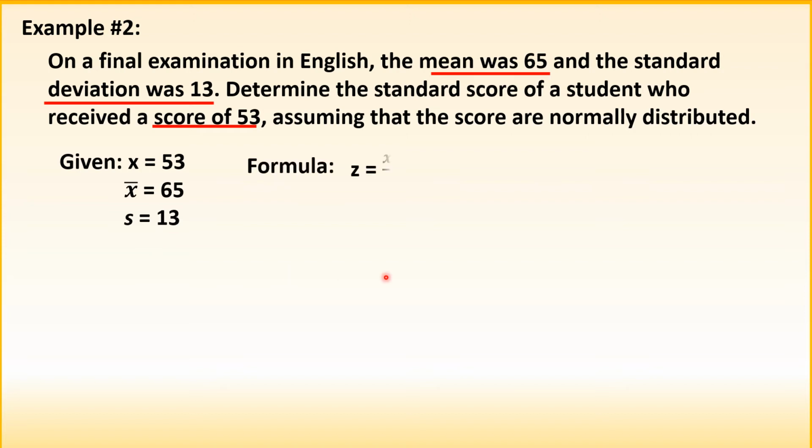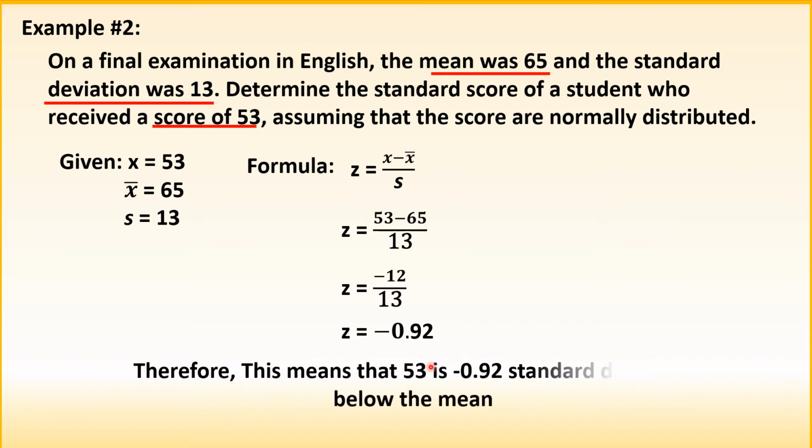So, we're going to use again yung formula na Z is equal to X minus the X bar for the sample mean all over S for the sample standard deviation. By substitution, we will have now Z is equal to 53 minus 65 all over 13. Then, subtract natin yung numerator. We will have now Z is negative 12 over 13. Then divide the 2. Therefore, ang ating Z is negative 0.92. So it means that 53 is negative 0.92 standard deviation. So this is below the mean.